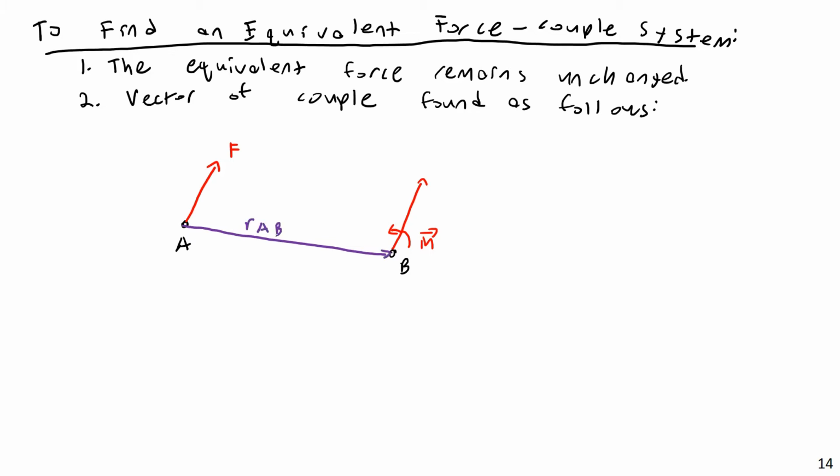Now, technically, just like we've looked at previously with moments, you don't technically have to use the vector from the point that it was at to the point that you're moving it to, but usually that's the easiest to do. So, the moment vector of the couple is going to simply be R cross F. There's the F here, F, and F. The moment vector of the couple M will be equal to R_AB cross F.